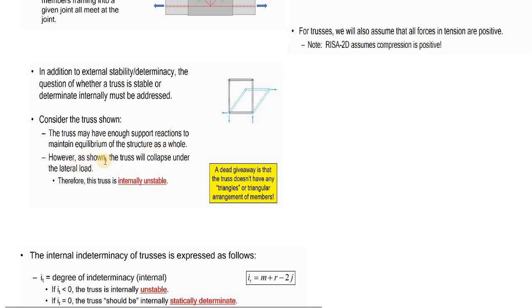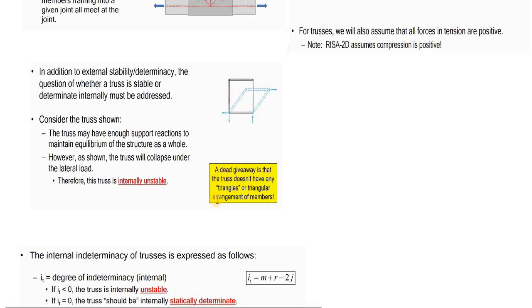However, as shown, the truss will collapse under the lateral load. If we apply a lateral load on this truss, it is going to deform freely. The truss is going to sway freely. Now, why is this so? The reason this truss is going to sway is because the truss is internally unstable. And how can we make this internally stable?